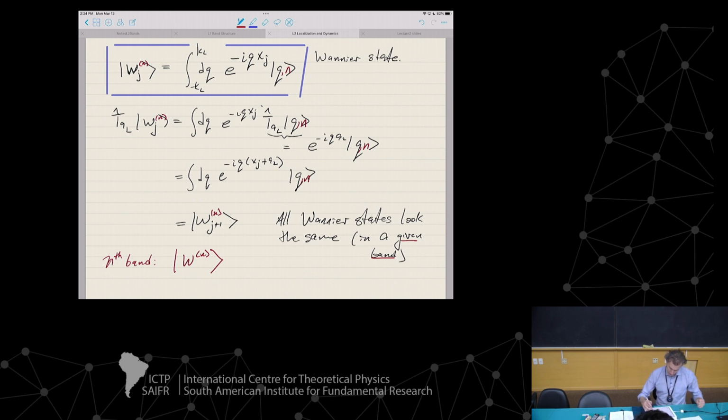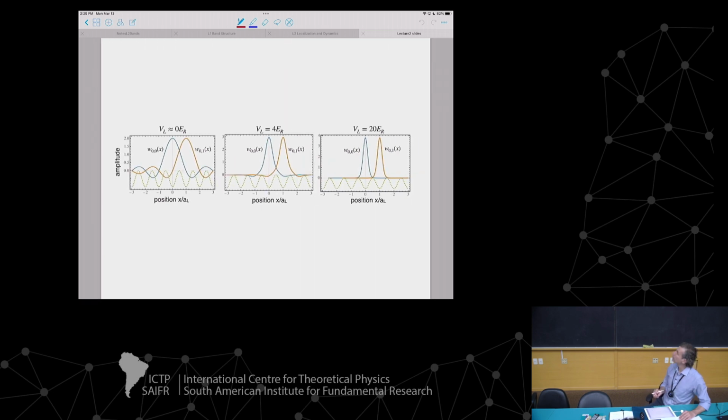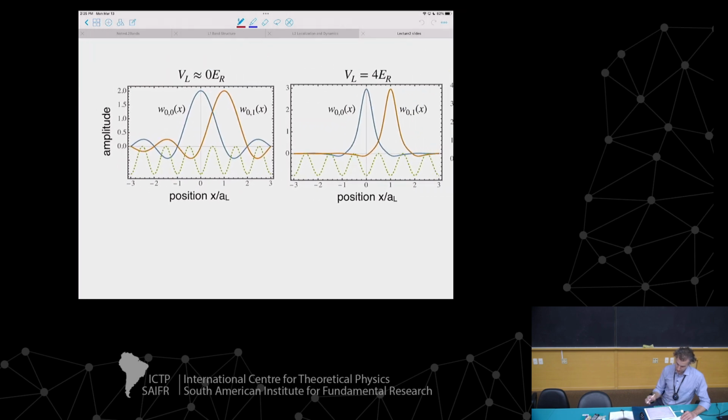All right, so what do those things look like? I'll show you some pictures of those. We can figure out what they are spatially because we know how to write out the Bloch function spatially. That was just the eigenstates that we solved for last time with this cosine Hamiltonian. Okay. So here are some examples. If I had a zero band depth, that's zero recoil deep, then I get the same sinc function that we just derived for plane waves.